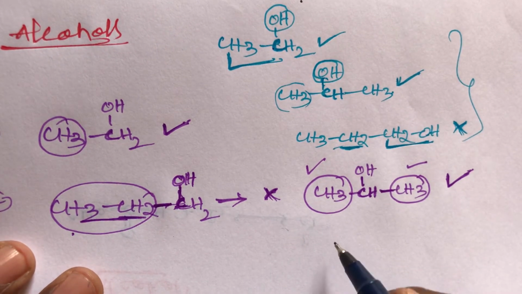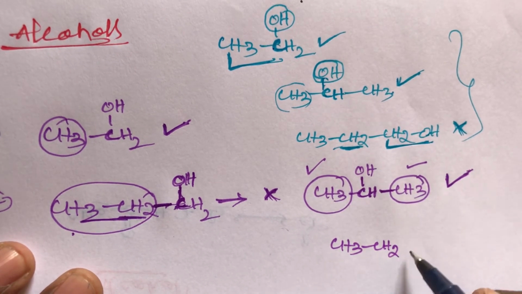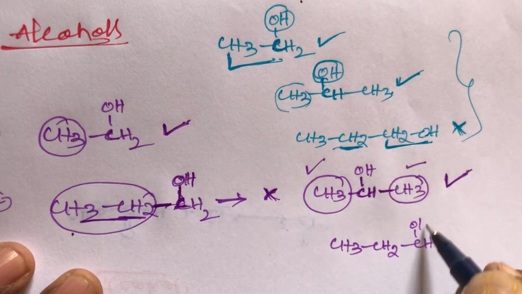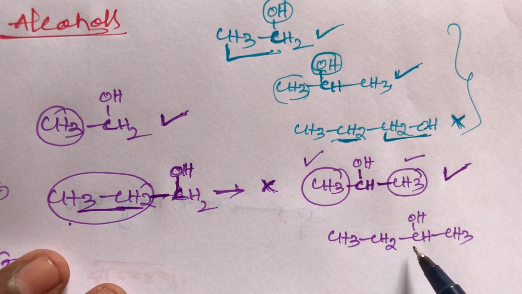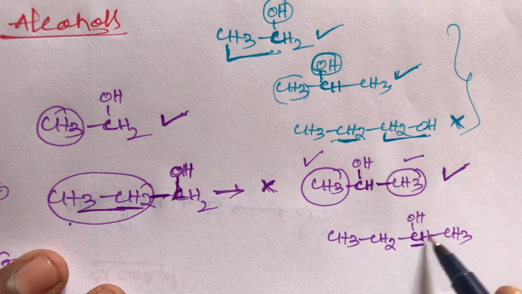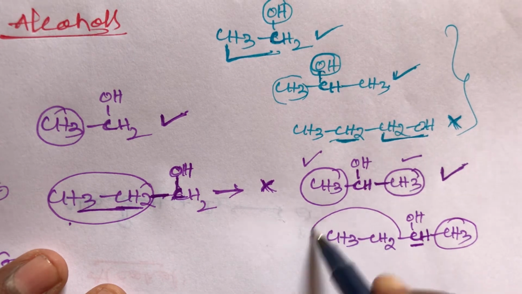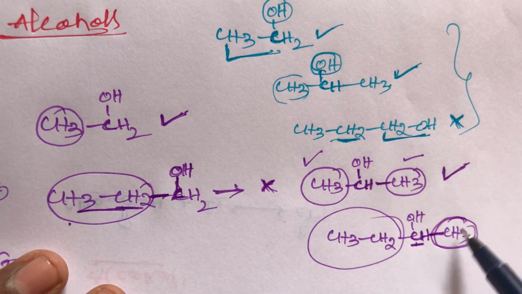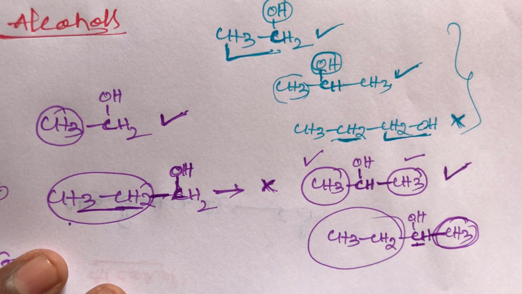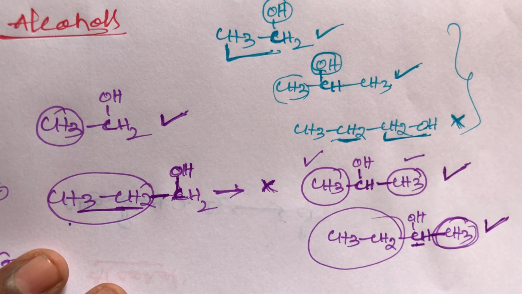Now take one more example, students, CH3-CH2-CHOH-CH3. This is a secondary alcohol. This carbon is directly connected with one methyl group and one ethyl group. The CHOH group is connected on the right-hand side to a methyl group and on the left-hand side to an ethyl group. It is also giving a positive iodoform test.